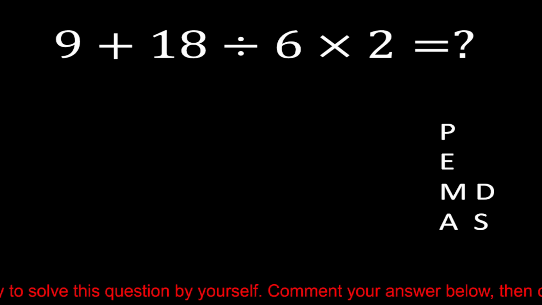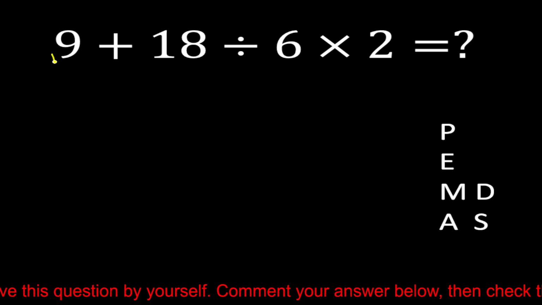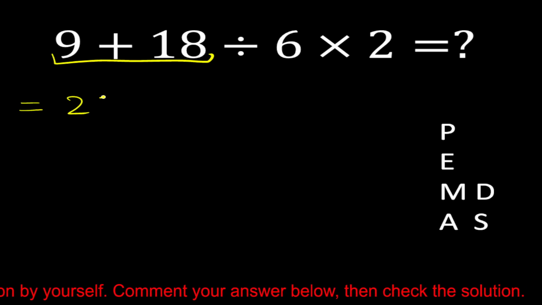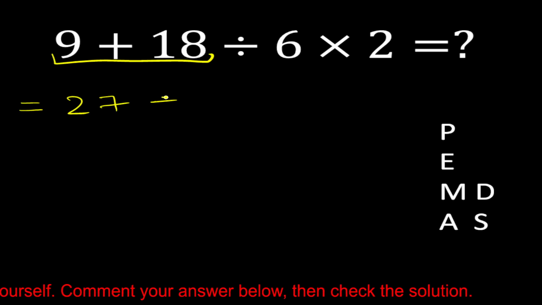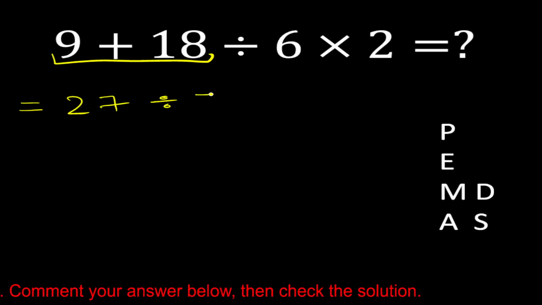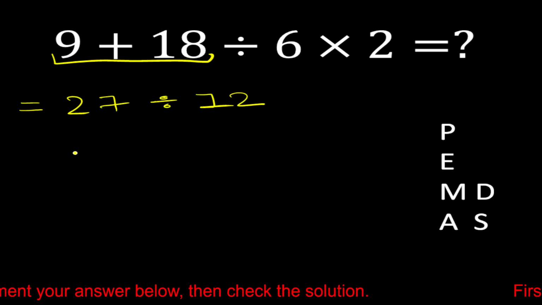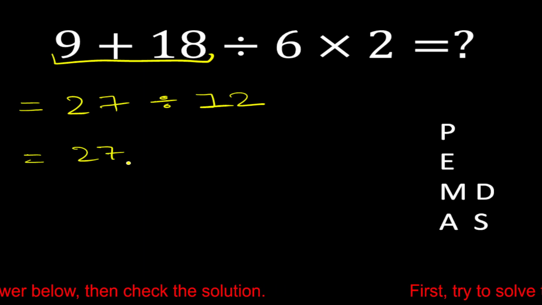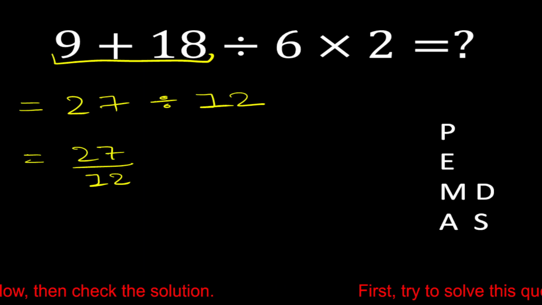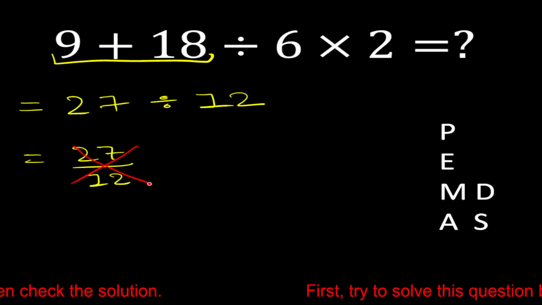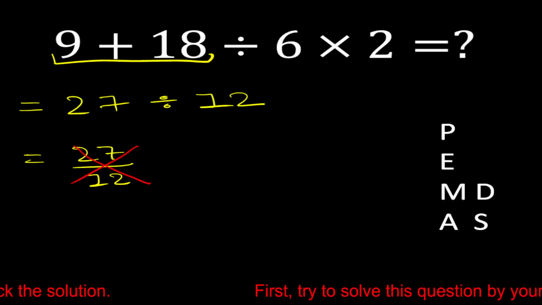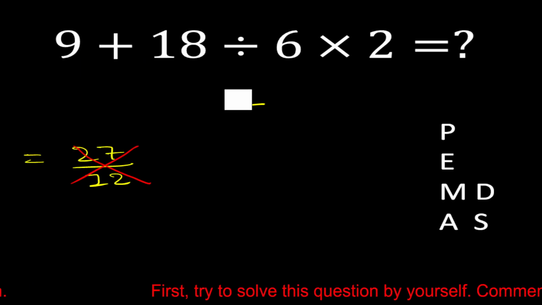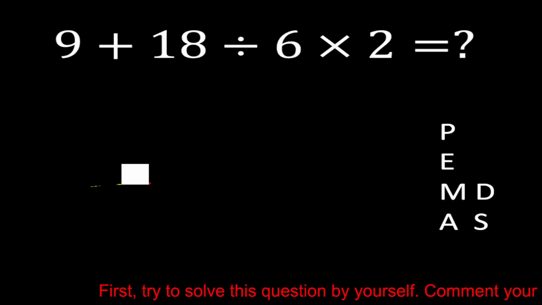So most people solve this question like 9 plus 18 is equal to 27. Divide, now 6 multiplied 2 is equal to 12. Okay, so the answer is 27 upon 12. But this answer is not correct. This answer is completely wrong. Okay, so now let's solve this problem correctly by using the PEMDAS rule.